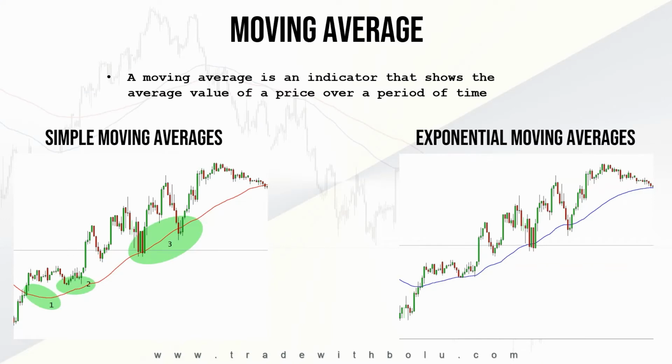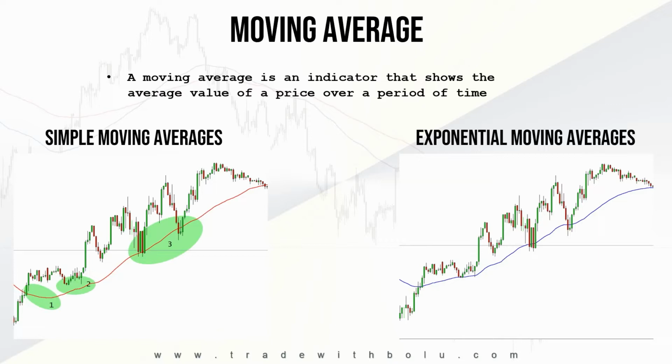So what's a moving average in the first place? That's the major thing you'd like to know first. A moving average is an indicator that shows the average value of a price over a period of time, either 5 minutes, 15 minutes, 30 minutes, 1 hour, and so on.